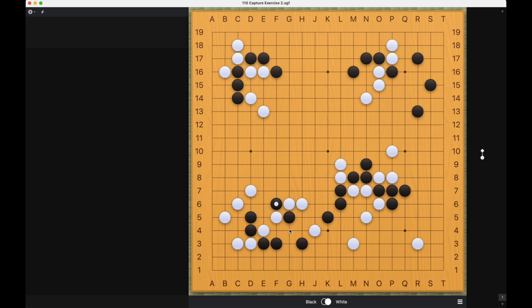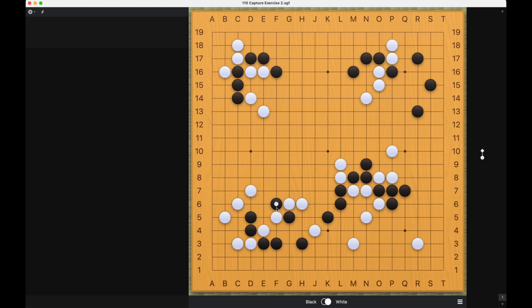If white responds here, then the result is similar. It's another connect and die situation. It's just that black sacrificed a different stone. If white plays here, then this will be captured by Atari number 2. White cannot escape. And if white plays here, it is a similar pattern.